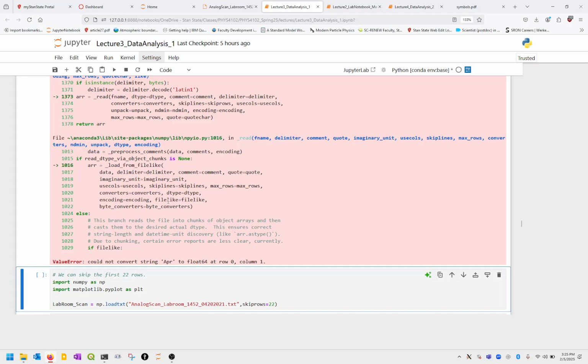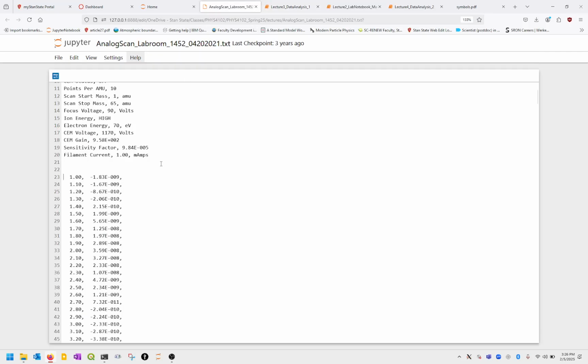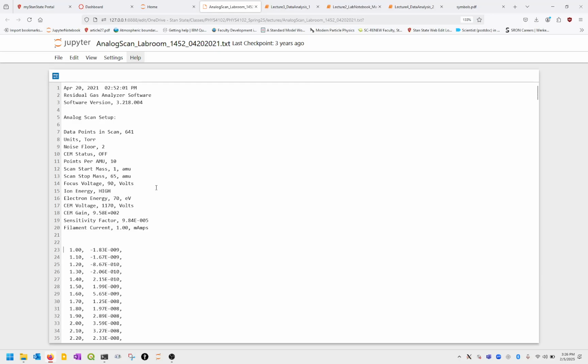So it's having trouble converting April, the month, into a number, because it's not a number. If we go back to the data, why does it think it's April? Because the data was taken in April, so that's the first thing it sees. Python opens this file, and the first thing it sees is April. It doesn't know what April means. It's not a number, so it can't put it in an array.